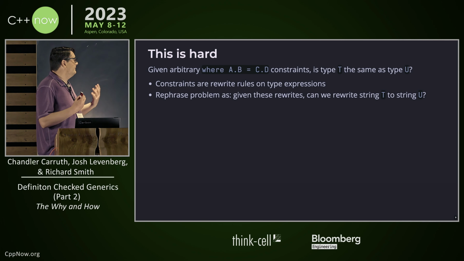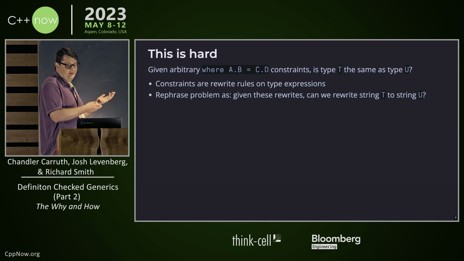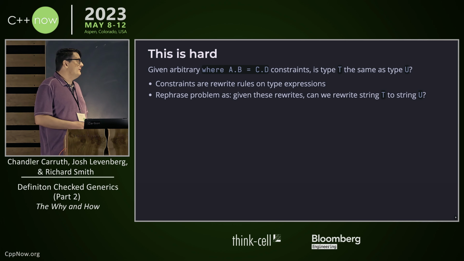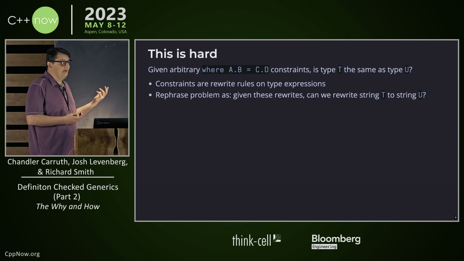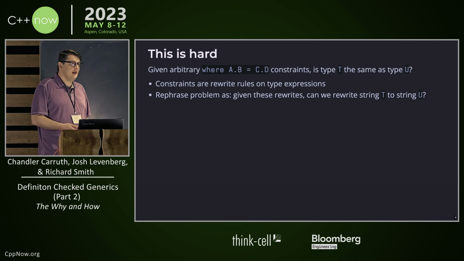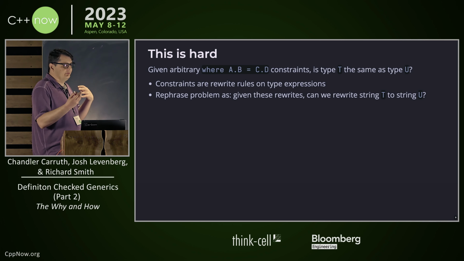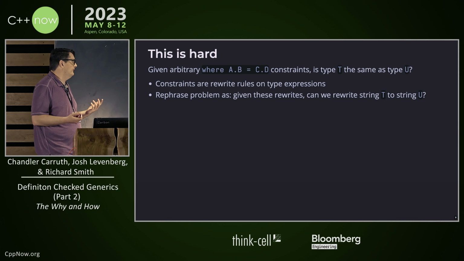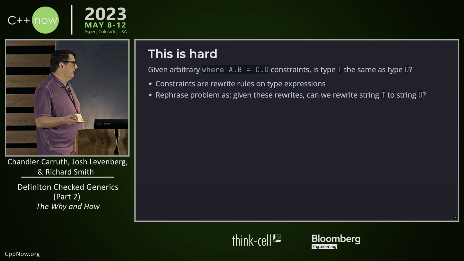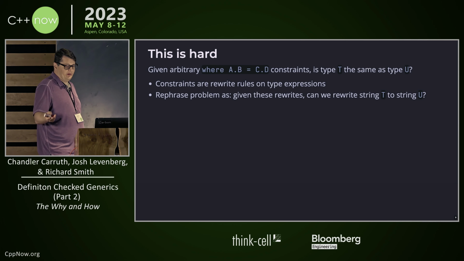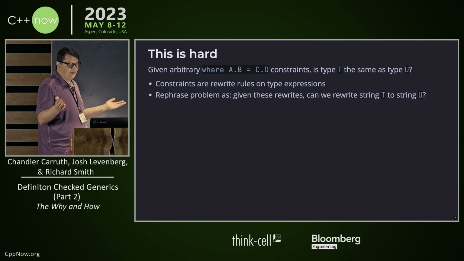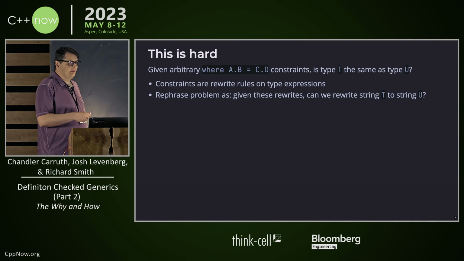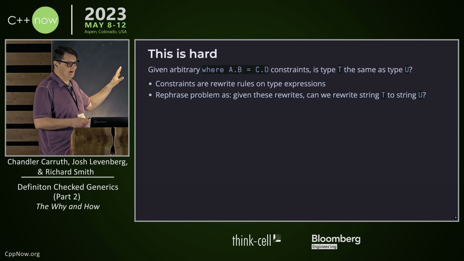So the setup is we're given arbitrary constraints where we're saying this type expression a.b equals c.d. And we want to know, does that mean that the type t is the same as the type u? And we can view these constraints as sort of rewrite rules that apply to type expressions. So we can rephrase this problem as, given the set of rewrite rules, can we rewrite one string to another string? And maybe for some people with backgrounds in theoretical computer science or pure maths, some alarm bells are going off right now.